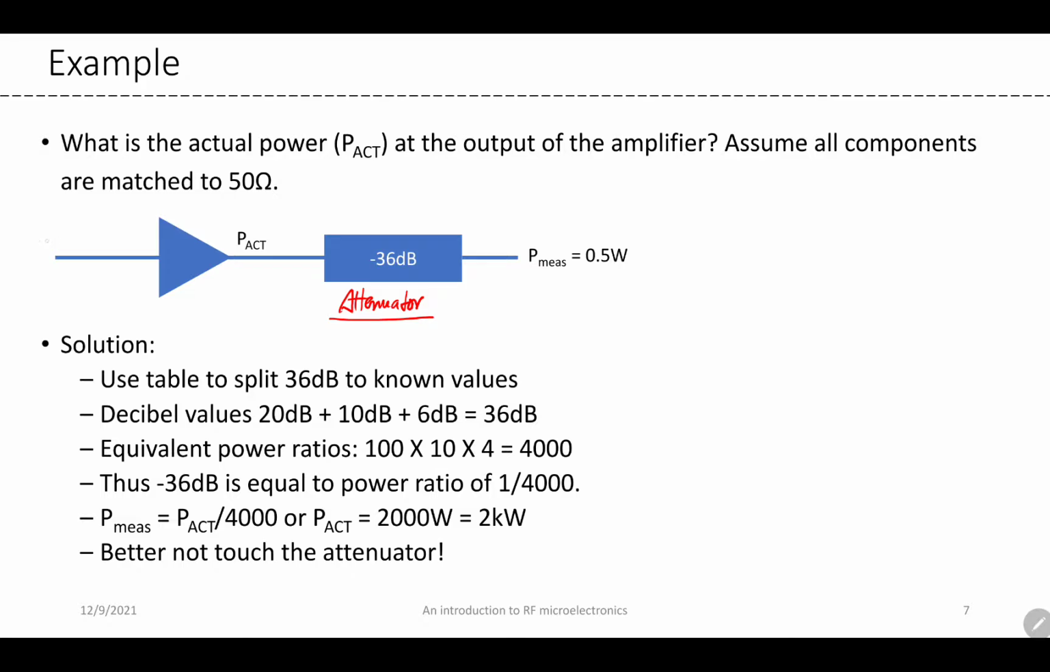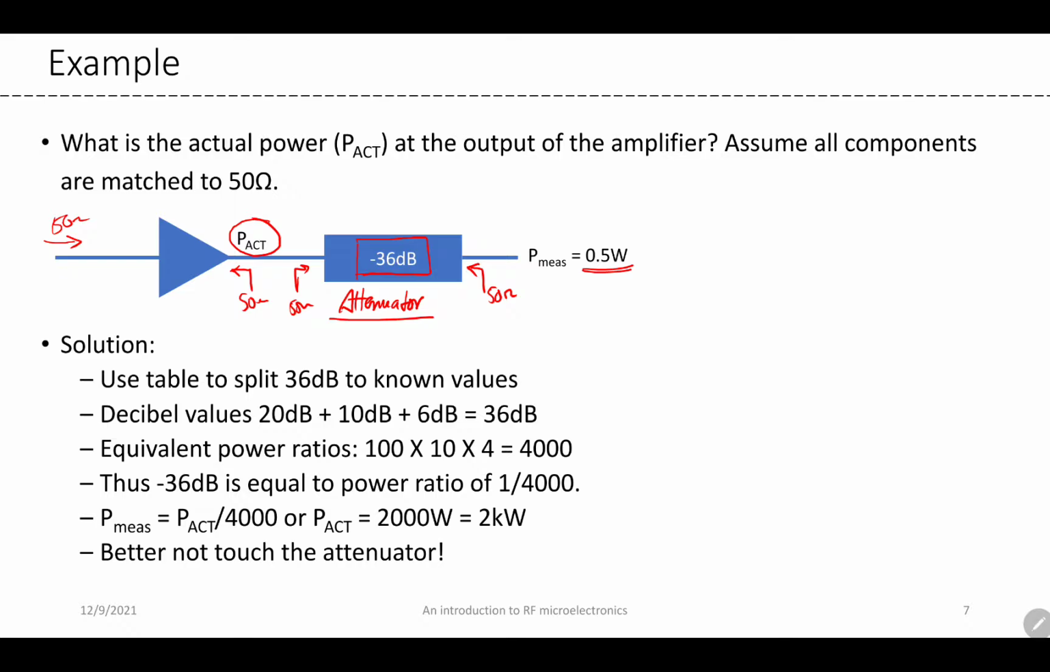Now assume that everything is matched to 50 ohms. So this is 50 ohms and the amplifier output, this is also 50 ohms. So everything is 50 ohms. Now the question is, if we measure an output power of 0.5 watts and the attenuator is minus 36 dBs, what is the output power from the amplifier?